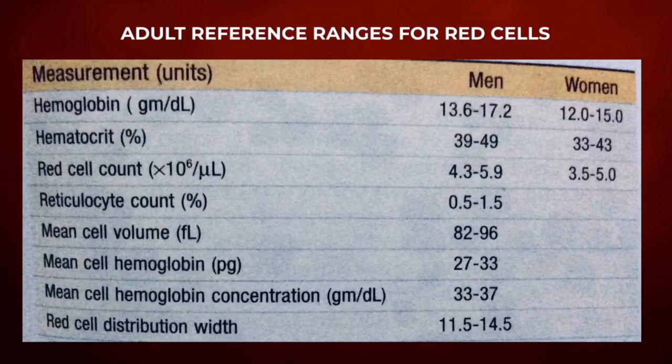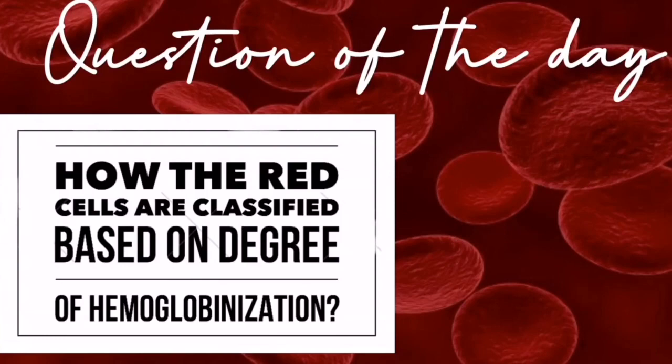Mean cell volume is 82 to 96 femtoliters in both men and women, and mean cell hemoglobin is 27 to 33 picograms. Mean cell hemoglobin concentration is 33 to 37 gram per deciliter, and the last one, red cell distribution width, is 11.5 to 14.5 in men and women. So these are very important things you have to remember. Okay, that's all for today's class. It's the end of the class.